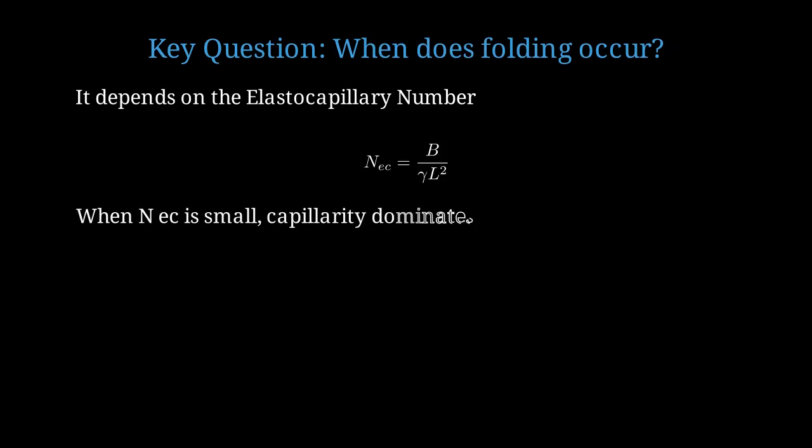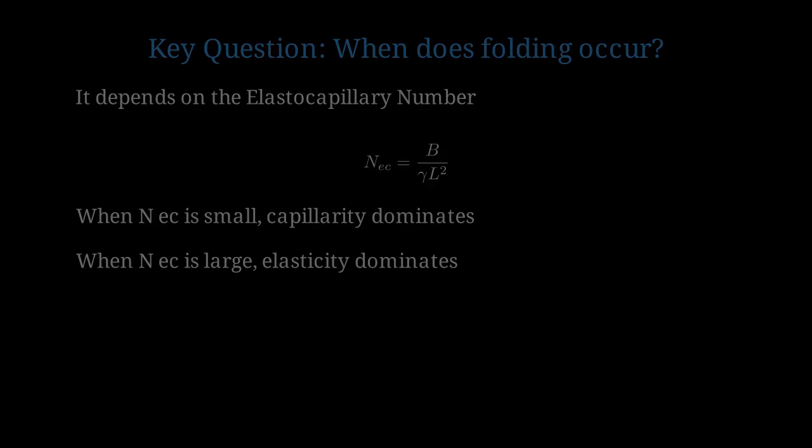When the elasto-capillary number is small, much less than 1, capillary forces dominate. The membrane is relatively compliant compared to the surface tension forces, so it folds easily. This is the regime where capillary origami occurs. When the elasto-capillary number is large, much greater than 1, elastic forces dominate. The membrane is too stiff to be deformed significantly by surface tension. It remains relatively flat, and capillary origami does not occur.